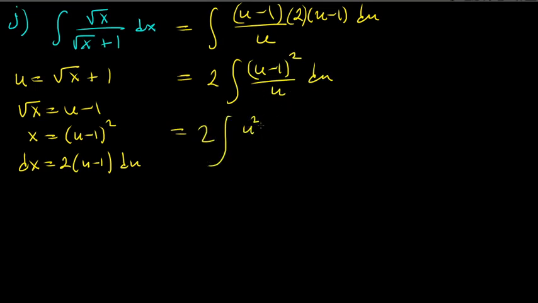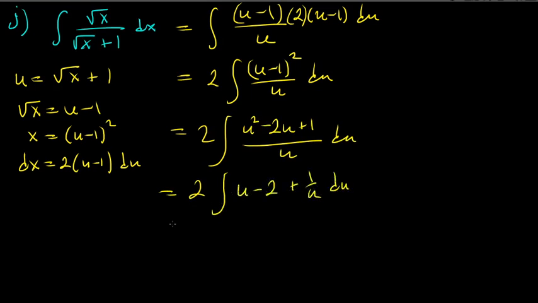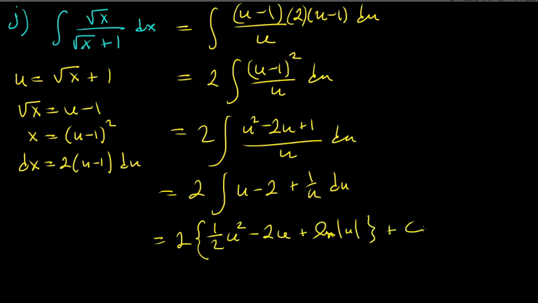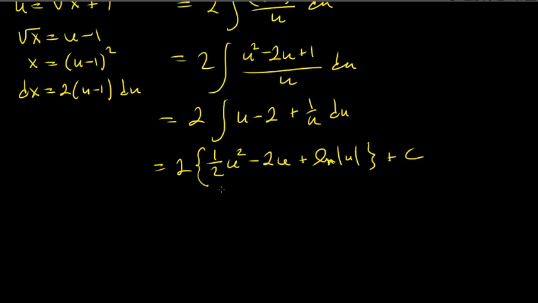Well, let's multiply that out. And again, just do the division, right? You get u minus 2 plus 1 over u. So you multiply all this by u here, you just get 1/2 u squared minus 2u plus natural log of absolute value of u plus c. Or, well, the 2 times 1/2 is 1, so I guess we're going to get u squared minus 4u plus 2 natural log of absolute value of u plus c.